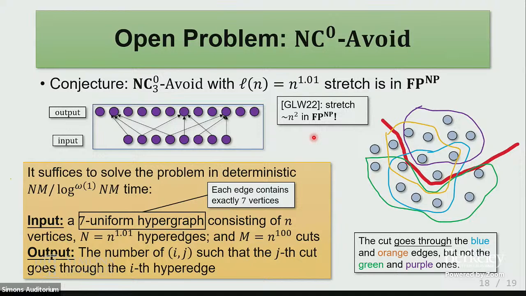What is the question? Can you do it in what resources? FP to NP. Wait, I have 2 problems here. The first is the NC0^3 avoidance, the second is the hypergraph problem. Which problem are you talking about? The second one. Oh, so you are just given this hypergraph and cuts, and you want to estimate the number of pairs. Yeah. Okay.